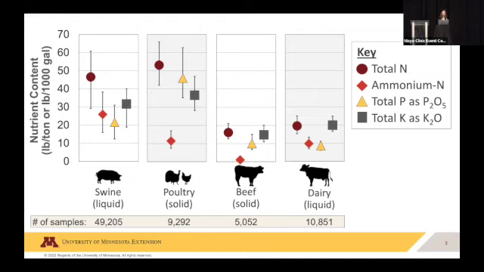I always like showing that data to reiterate the need to test manure fairly regularly. And you can tell that for swine liquid, there's a lot of tests that have come through the state. So swine producers are doing a pretty decent job at testing their manure, but it looks like we could do a little bit more work on some of these other species.